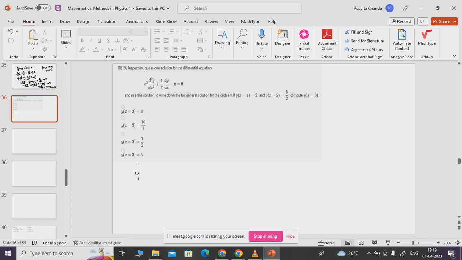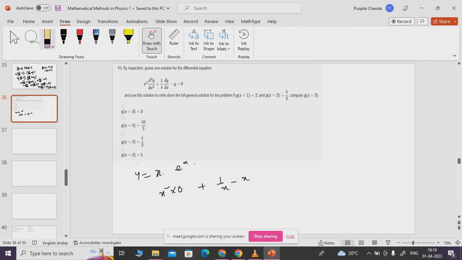Okay, by inspection, guess one solution of the differential equation. We need to guess the solution of what y can be, right? So the best guess is x. By putting the value of x, we can see if it is 0 or not. Then e to the power x, then sine or cosine. So first x, we will see that x square into 0 plus 1 by x minus x.